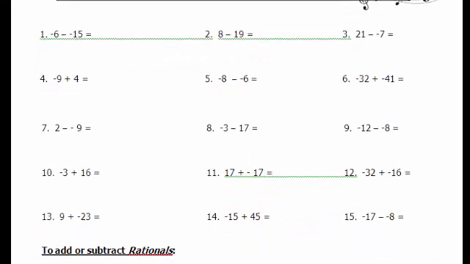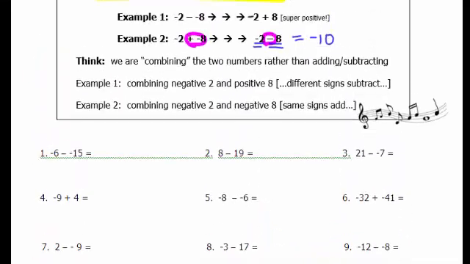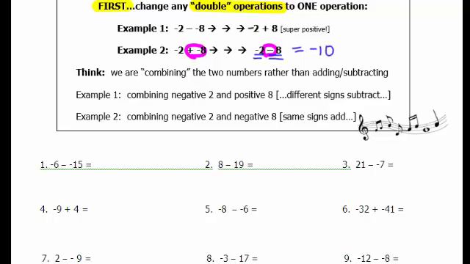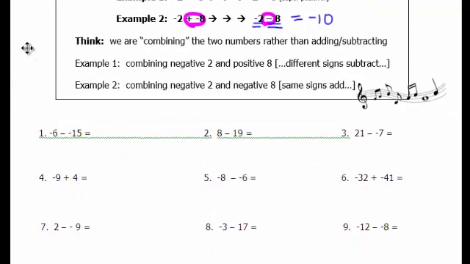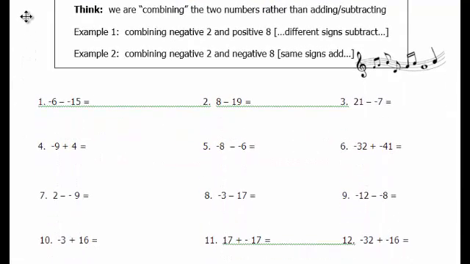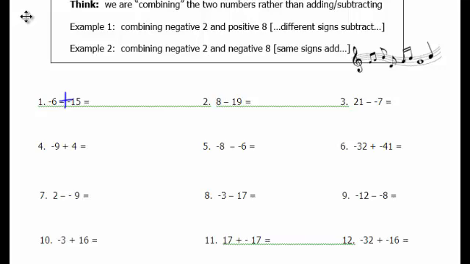If you're all set and you know what I'm doing here, go ahead and work on this sheet on your own. Alright, so the first thing I'm going to do is eliminate any double signs. Well, this is a super positive. So I have -6 plus 15. I'm combining a -6 with a 15. Well, different signs subtract. 15 from 6 gives me 9. Take the sign of the higher number. 9 is my final answer.